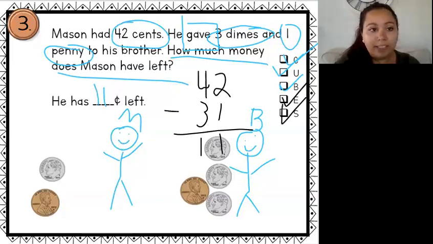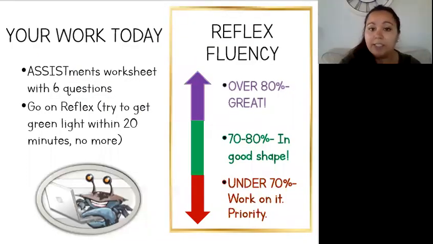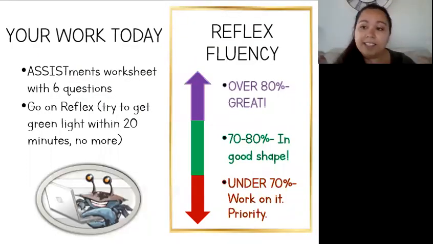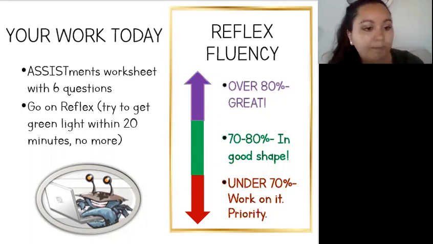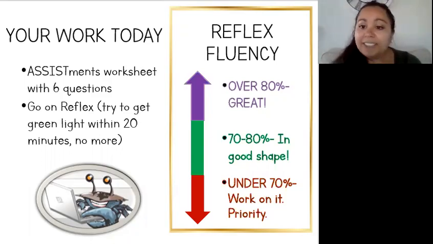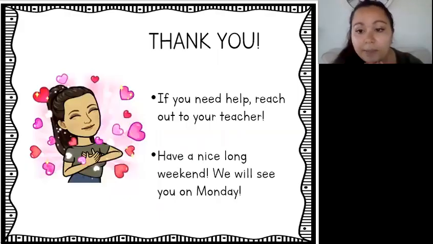So your work today is to do your assessments. It's only 6 questions again. This time you don't have to do the dollar sign and then 0 point. You can just do the regular one, it'll be fine. And to go on Reflex, okay? Again, because you only have 6 questions, that gives you a little bit more time to do Reflex. And reach out to your teacher if you need help.